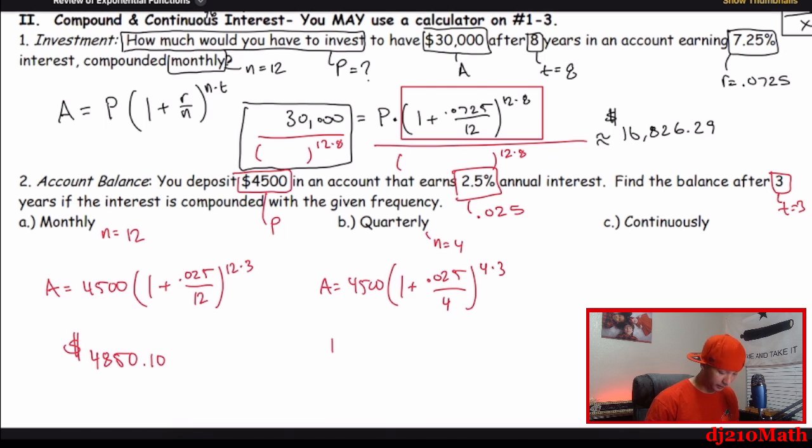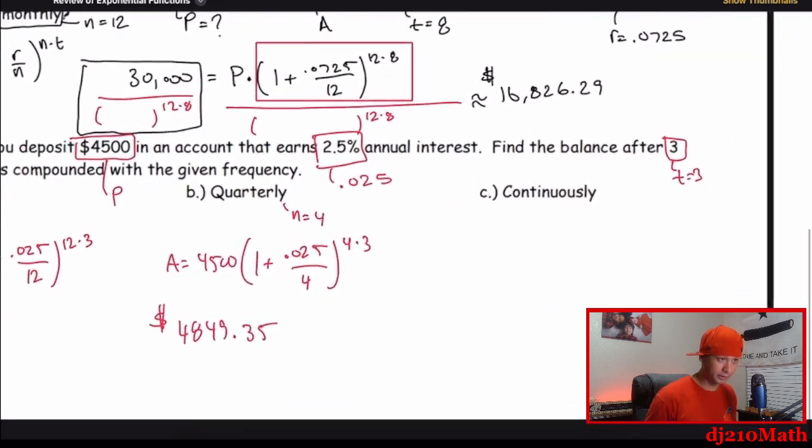And then I'm going to get 48.49.35. So it's not quite as much. Some change. Okay. All right, same problem, but continuously.